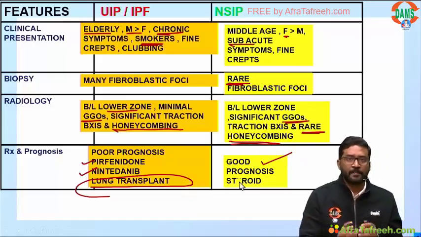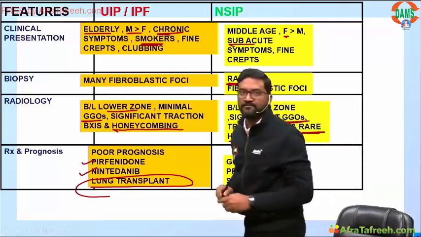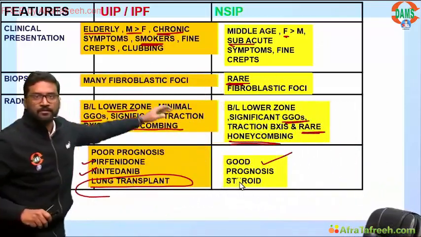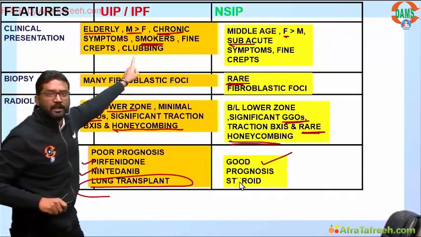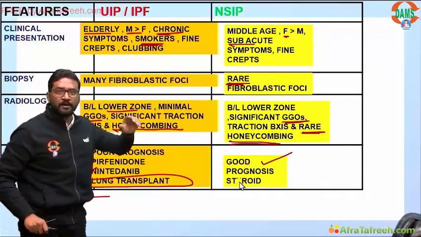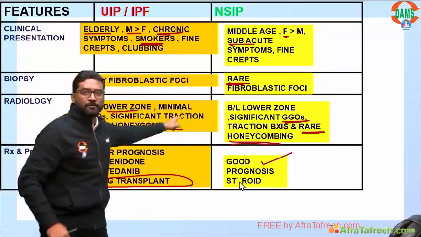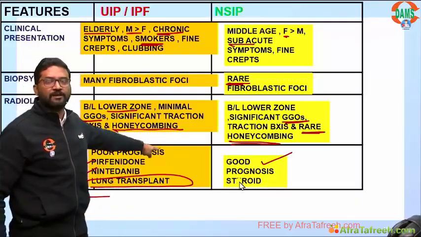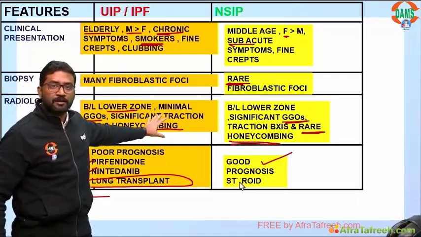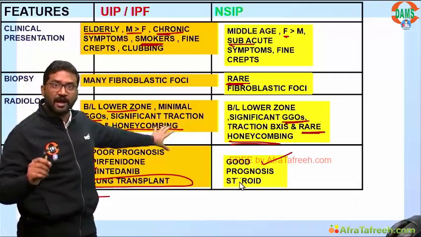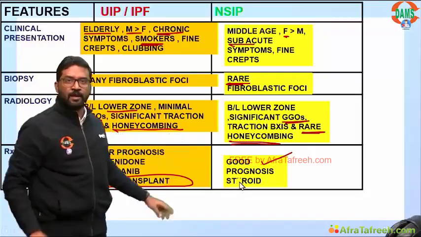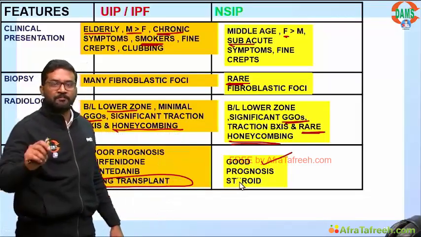Now see here, whatever worst happens in UIP. Being elderly is bad. Being a male is very, very bad in this society these days. Having fibroblastic foci is bad. Having honeycombing is bad. Whatever worst happens to him. Him is male and him is honeycombing.